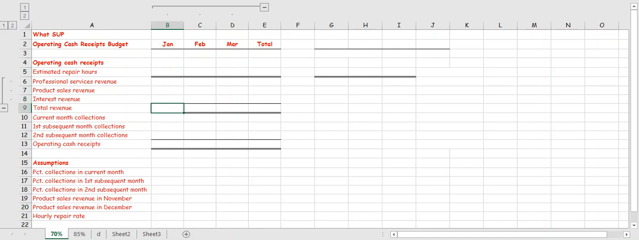Now when we get to total revenue, we're just going to add up these three to get our total revenue. But then when we get to collections, we're going to collect all of the service revenue. So if we did some work on stand-up paddleboard, we collect all of it. We collect all of the interest revenue if we're earning revenue from interest. So we're going to collect all of professional service revenue, all of interest revenue, but only 70% of the product sales revenue. So this current month collections is all of this, and 70%, or whatever it says in the current month.